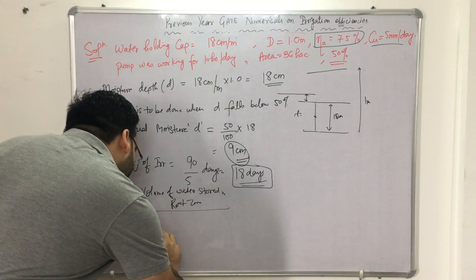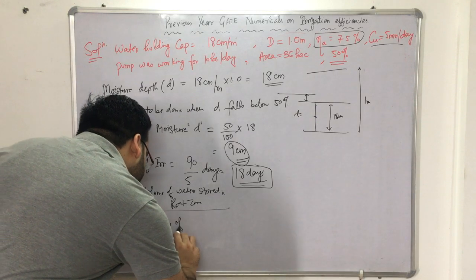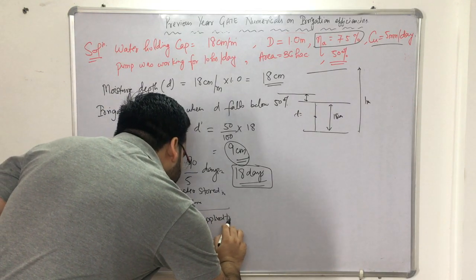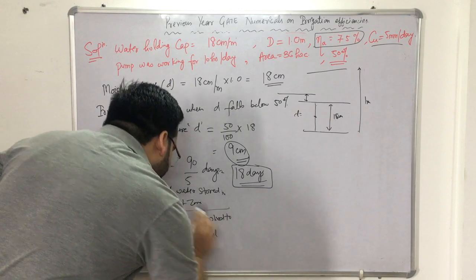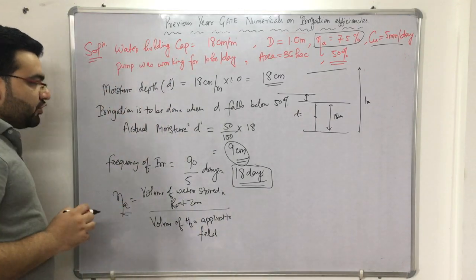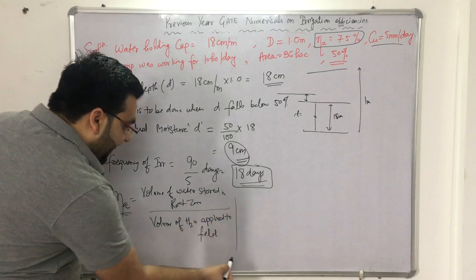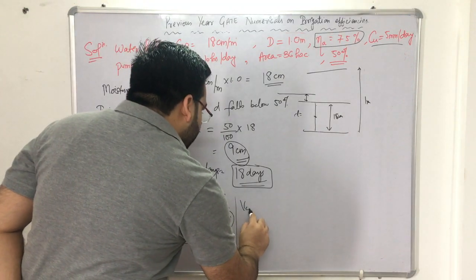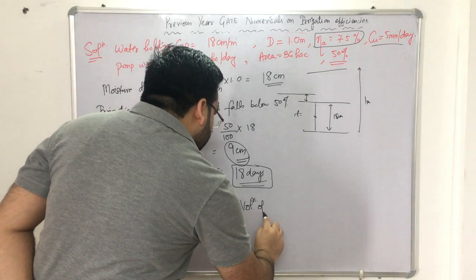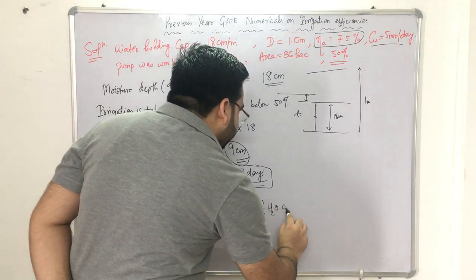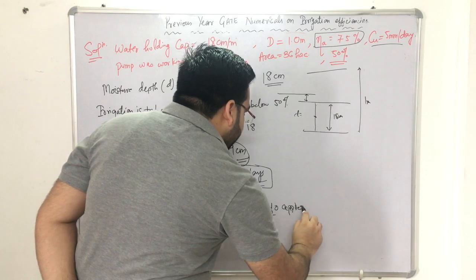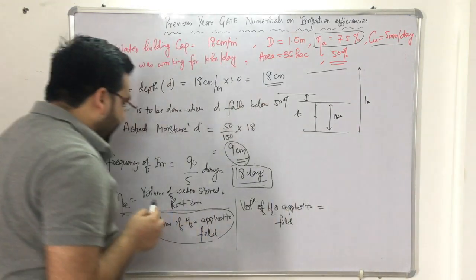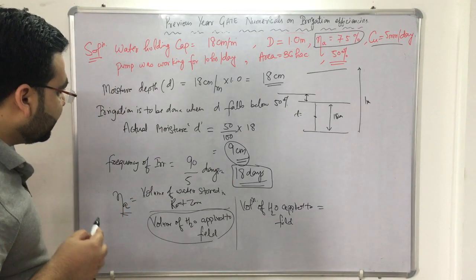So how much is the eta A? Eta A is 75%, and I have to calculate how much water has been applied to the field. So I will say that the volume of water applied to the field is actually equal to, right? So how much will it be? Now what is the volume of water?